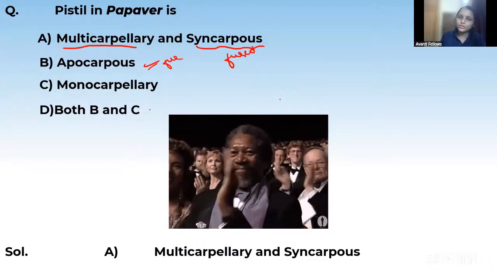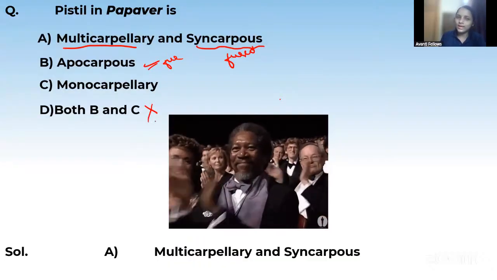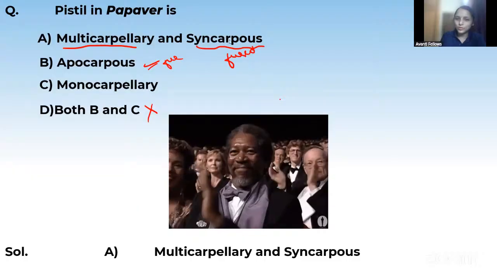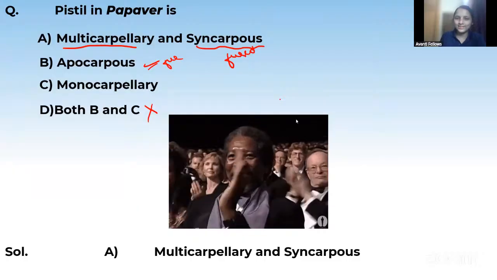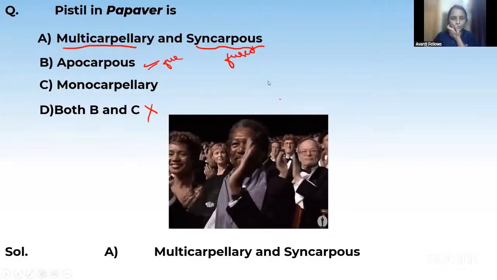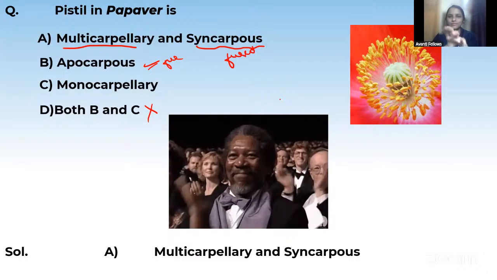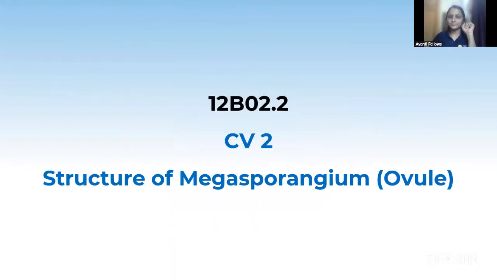So both B and C, no. How can both B and C come together? No, right? Will that come together, guys? Both A and B? No, right? Yes, HP is also giving a clap. Okay, fine, guys. Let us go to the next. Yeah, here you can see this is the fused one, syncarpous. Okay, so let us come to today's topic, guys.